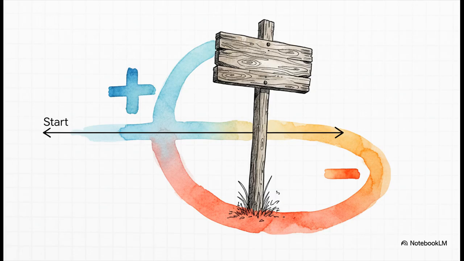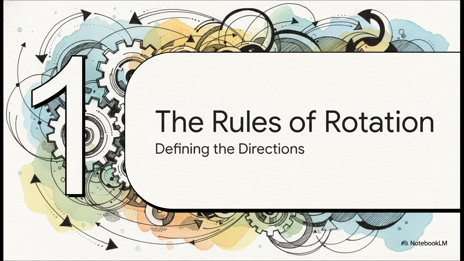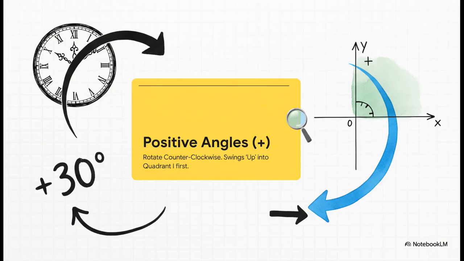Think of it this way. All angles start from the same place, the positive x-axis, pointing to the right. The sign, positive or negative, just tells us which way to turn from there. This whole new way of looking at angles, it all boils down to two incredibly simple and totally consistent rules. Let's break them down.